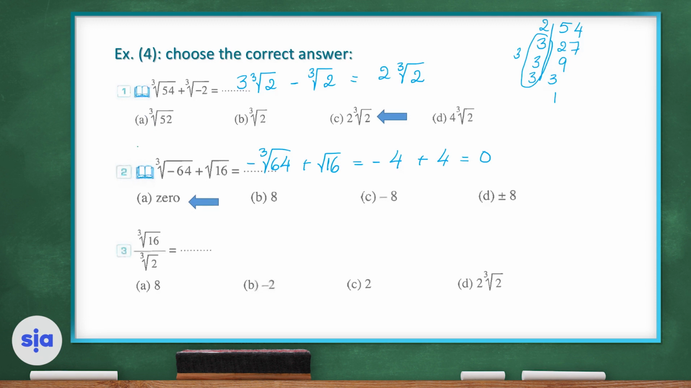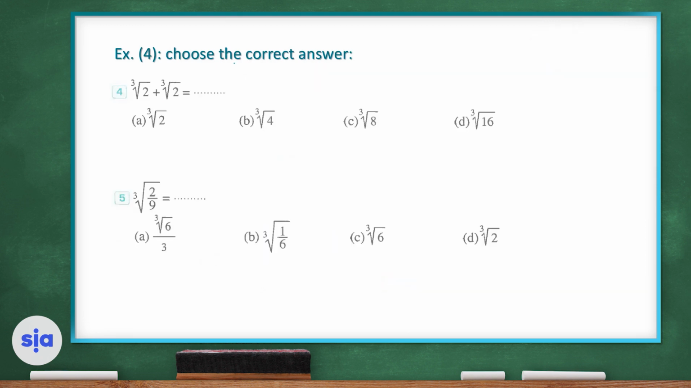Question 3, we have a cubic root up and a cubic root down. Then it's a cubic root of 16 over 2, which is a cubic root of 8. And we all know that the cubic root of 8 is 2. So the right answer in question 3 is choice C.